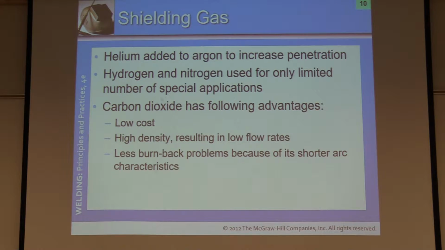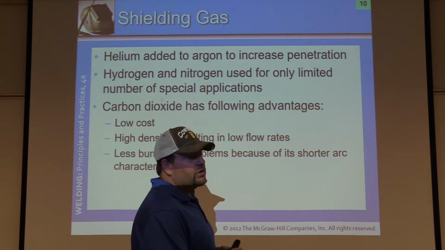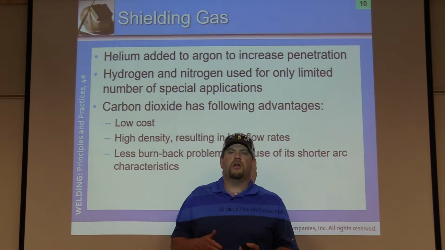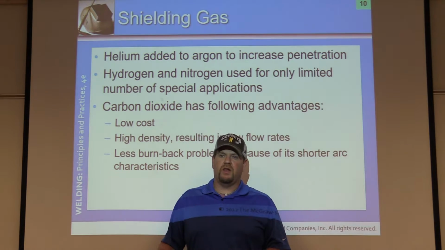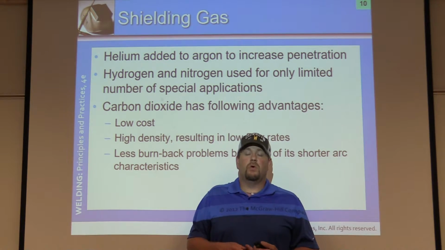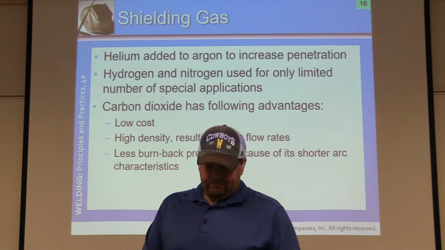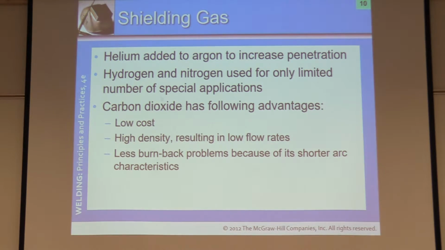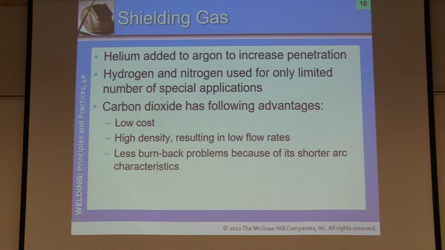Helium's added to argon to increase the penetration. Helium will take the heat value up a lot. It'll make a lot hotter weld puddle. You can use helium when you're doing plasma arc cutting or plasma arc welding, and it'll boost your temperature up quite a bit. But usually it's a lot more expensive gas, so it's not always used, but there are rare situations out there. Certain metals, or even certain filler metals, may require helium.